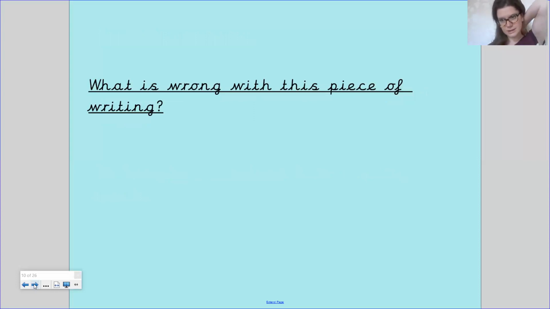Now, it's important in our writing that we use pronouns and nouns correctly, because otherwise, number one, our writing might not make sense. Number two, it might make sense, but it might sound a little bit strange, okay? So I'm going to show you some examples of writing where I've not used pronouns and nouns correctly. I'd like you to tell me what is wrong with the writing, okay? Why doesn't it work?